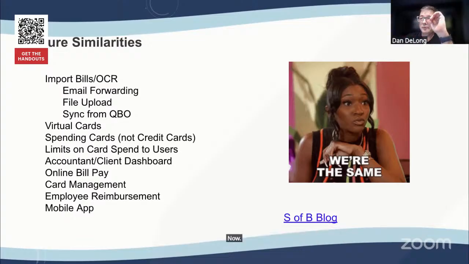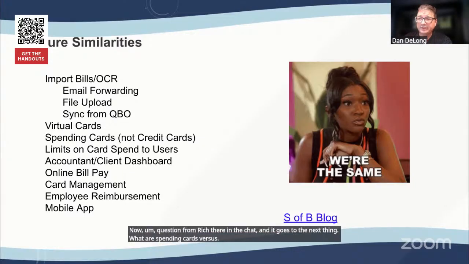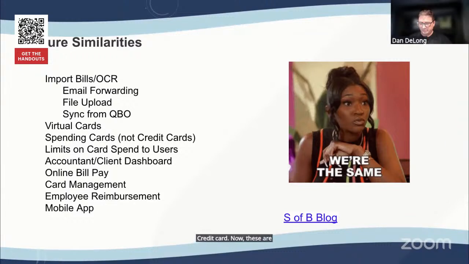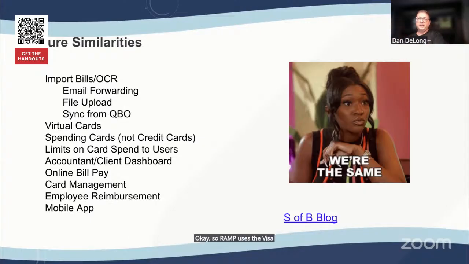Now, question from Rich there in the chat, and it goes to the next thing. What are spending cards versus credit cards? Now, both of them are MasterCards, right? They can be used anywhere, or is yours Visa? I'm sorry if I misspoke. Visa is what Ramp uses, yeah. So Ramp uses the Visa network, and Corpay actually uses the MasterCard network. So they are accepted anywhere that those are accepted. So Visa, MasterCard, pretty much everywhere.